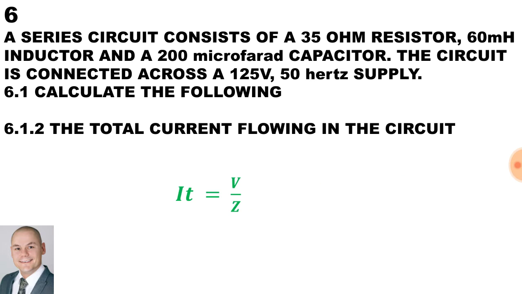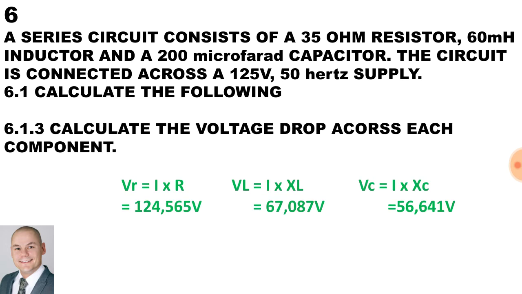Question 6.1.2, calculate the total current flowing in the circuit. Now, because this is a series circuit, the total current is the voltage divided by the impedance. The voltage is 125, and the impedance is 35,1235 ohms. Therefore, the total current is 3,559 amps.